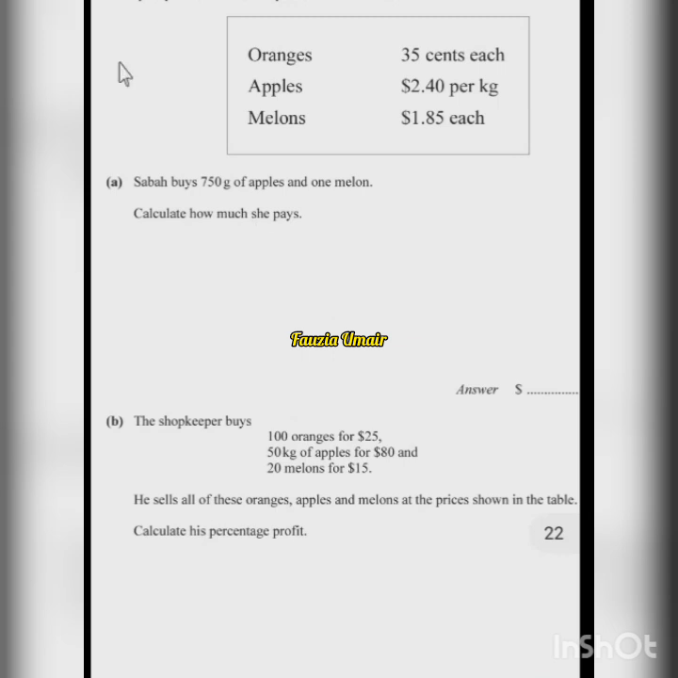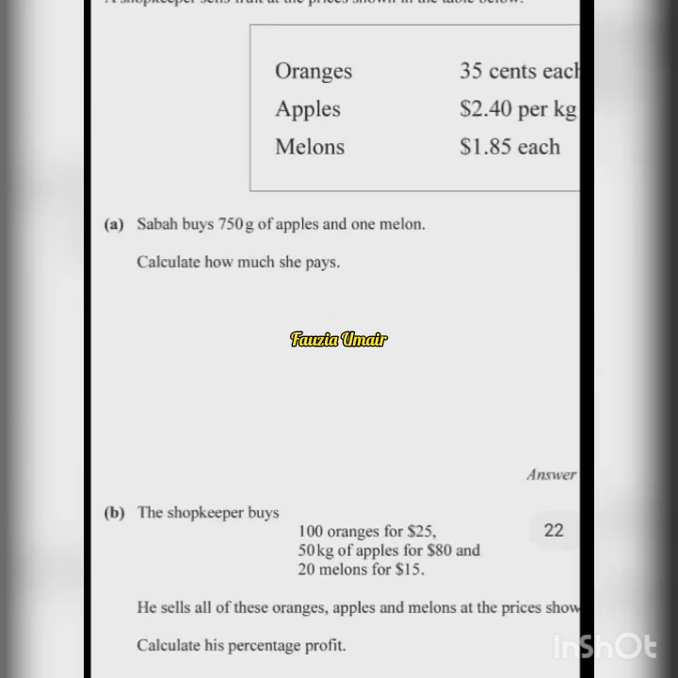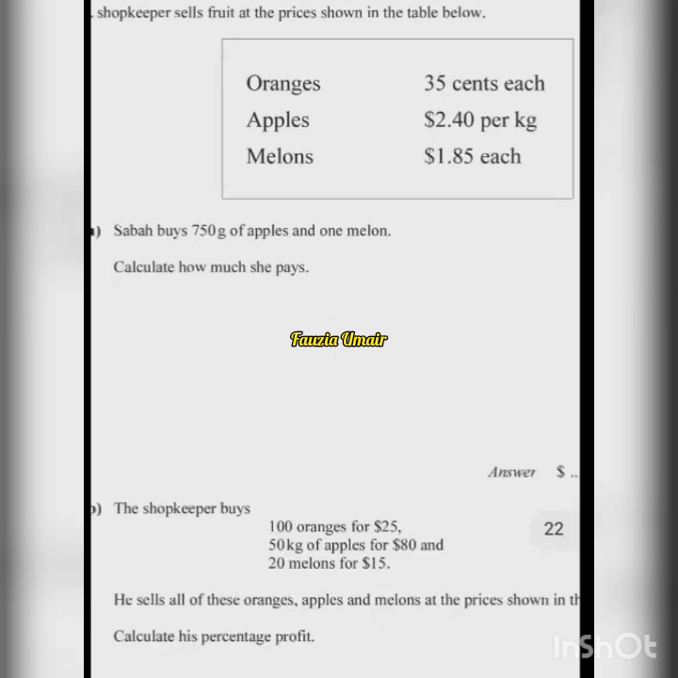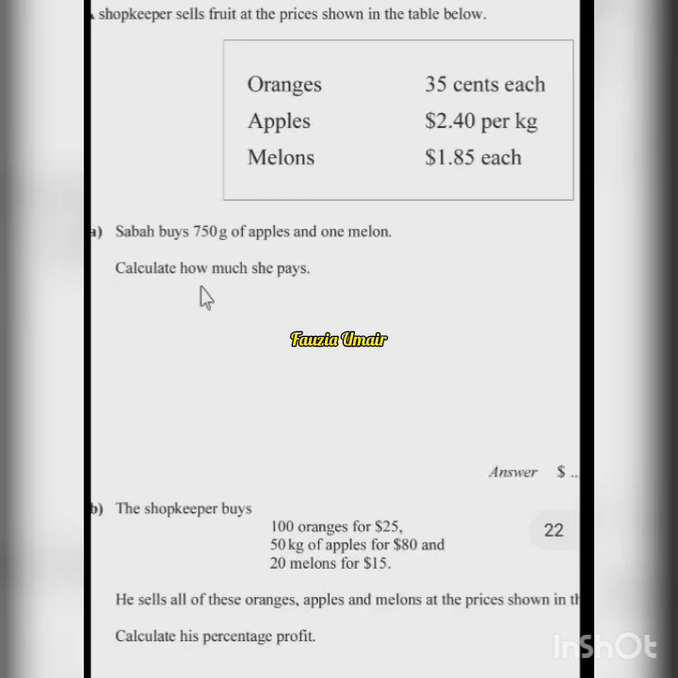So we are going to do question number 41. The question is: a shopkeeper sells fruit at the prices shown in the table below. Sabah buys 750 grams of apples and 1 melon. We need to calculate how much she needs to pay. The price of 1 melon is already there in the table. So what should we do about the price of apples?